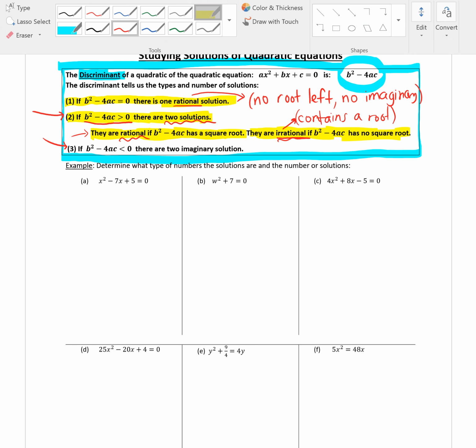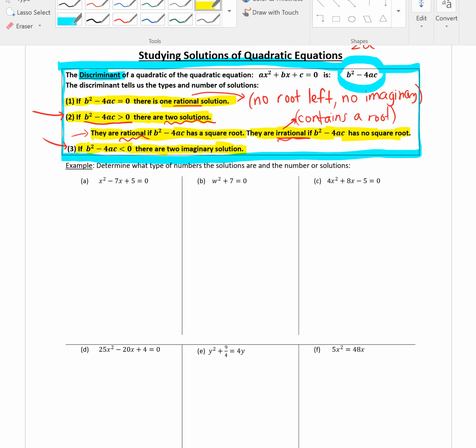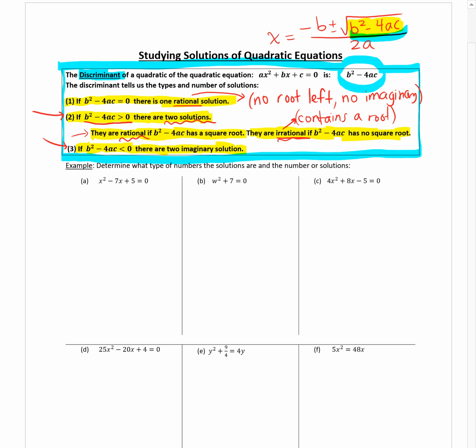And then the last possibility is that maybe the discriminant b squared minus 4ac is less than 0, which means it's negative, because anything less than 0 is a negative number. That would mean that there are two imaginary solutions. Because you can kind of picture, if the b squared minus 4ac is negative, that means what's inside the square root is negative. And of course that produces imaginary solutions.